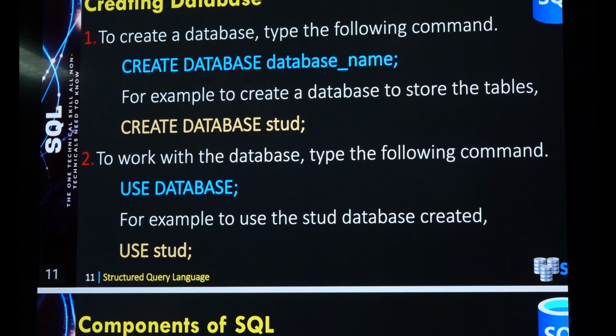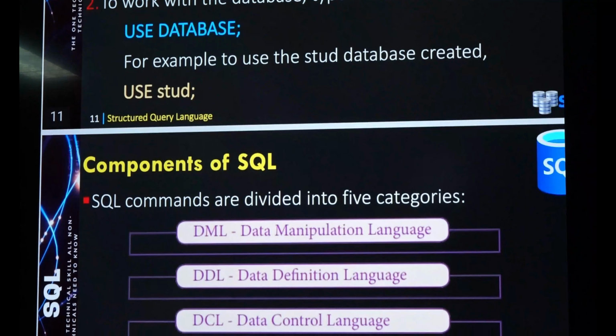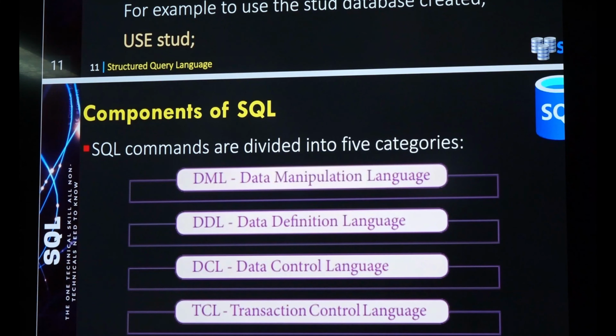For example, to create a database to store the tables: CREATE DATABASE STUD, in small letters, and then terminated by a semicolon, right? Second one is to work with the database, type the following command: USE database; with a semicolon. For example, to use the student database created, USE STUD. It should be terminated by a semicolon.